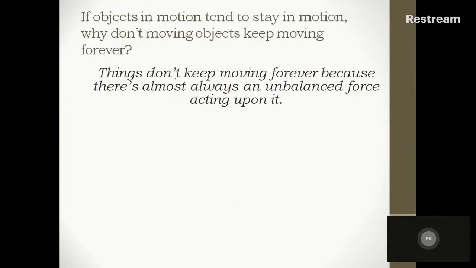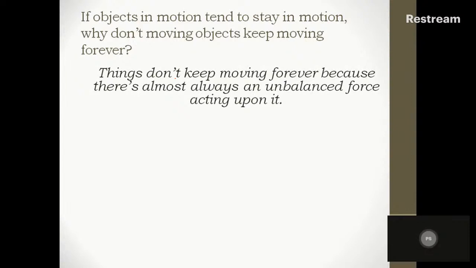So if objects in motion tend to stay in motion, why don't moving objects keep moving forever? Things don't keep moving forever because there's always an unbalanced force acting upon them. For example, I started going on a road. I don't want to stop forever in my life. I just go, go, go. I have that much petrol. I want to go wherever I want on that road only. I will go straight. I won't even stop anywhere. So now I keep on going, keep on going.